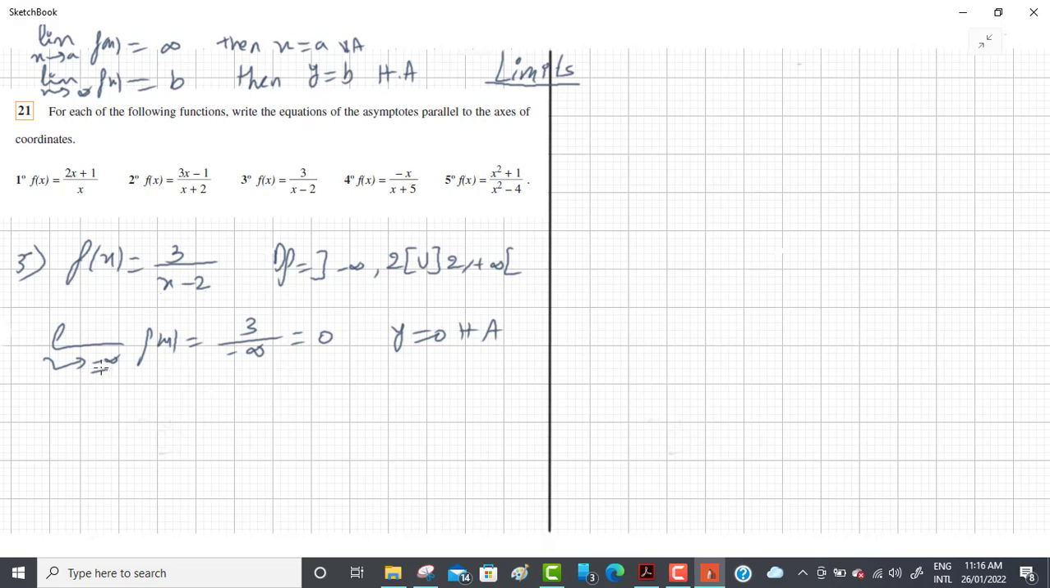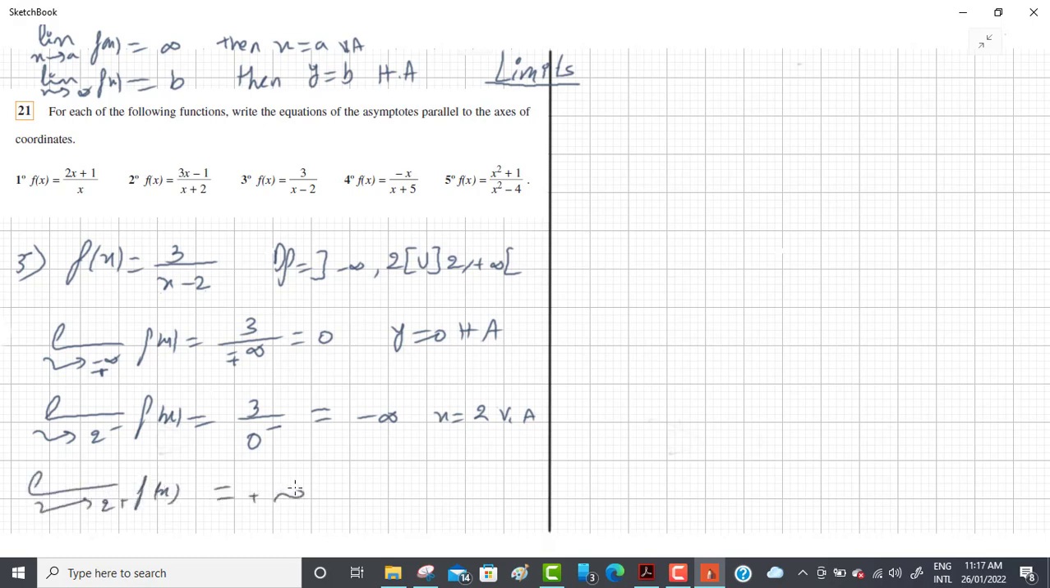At plus infinity it is going to be the same, so I'm going to write it in one sentence, one operation. Limit as x tends to 2 minus of the function f of x: you just replace x by 2, 3 over 2 minus 2, 0. Using the sign table, it is 0 minus, so it's minus infinity. x equal 2 is a vertical asymptote. Limit as x tends to 2 plus: doing the same, you will obtain plus infinity.